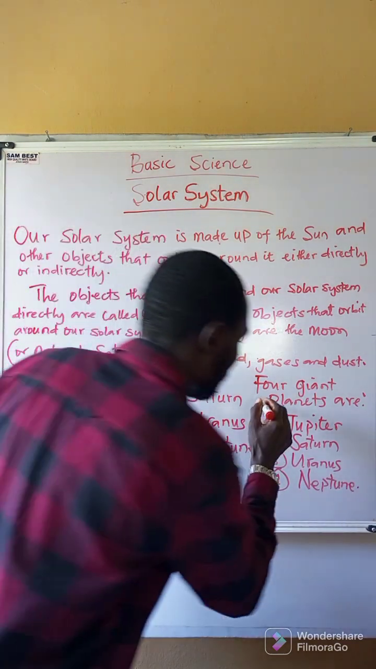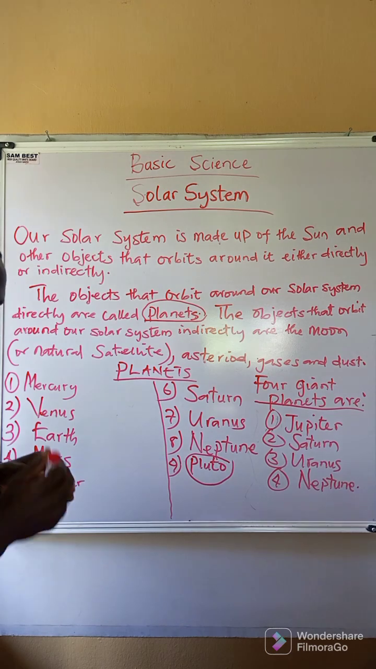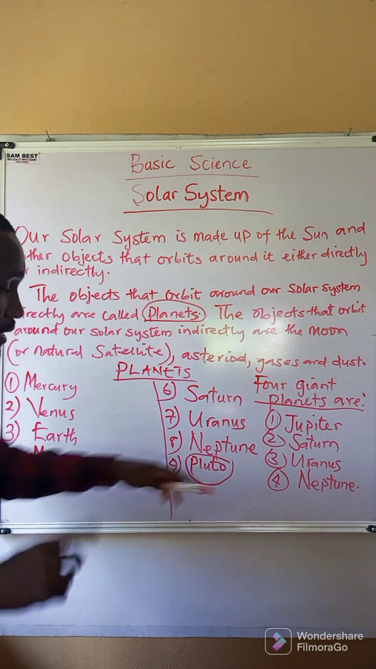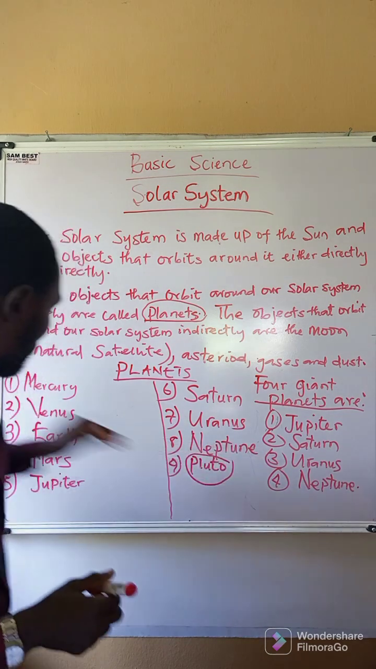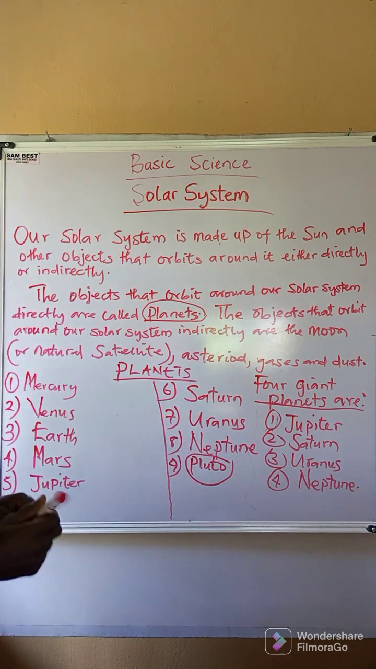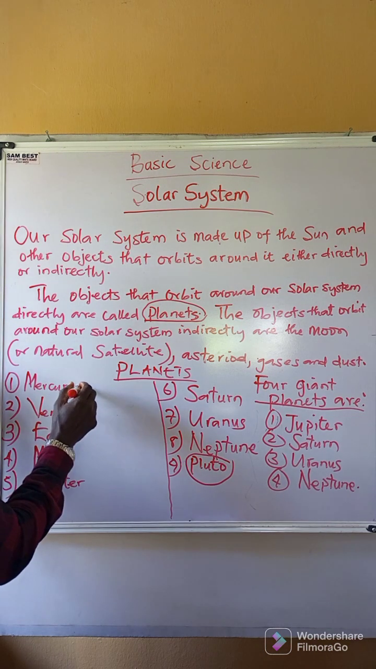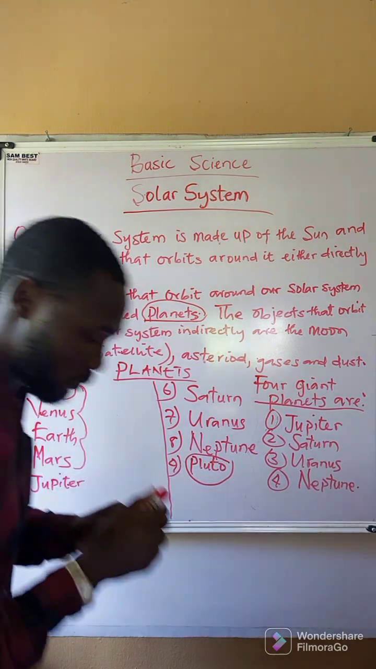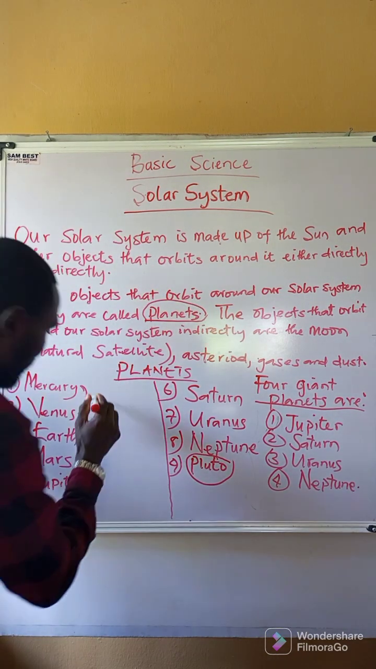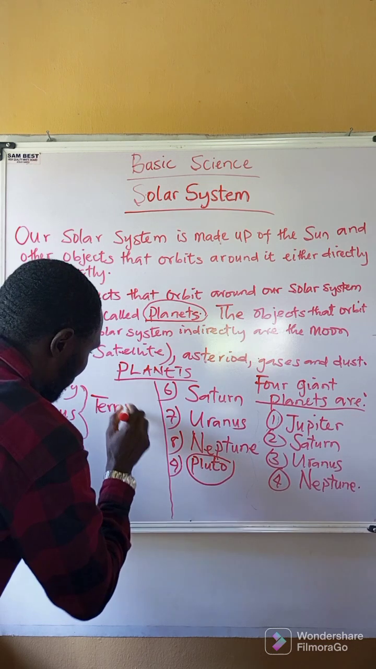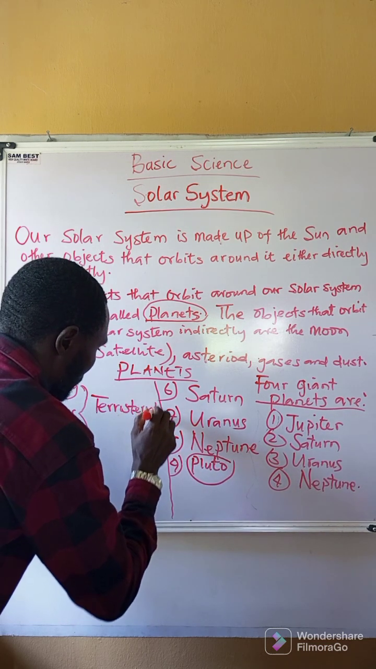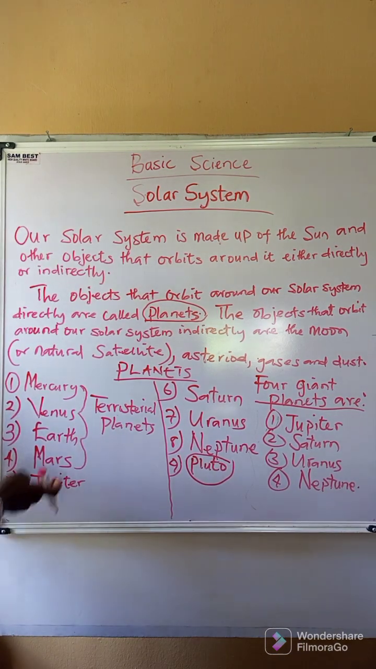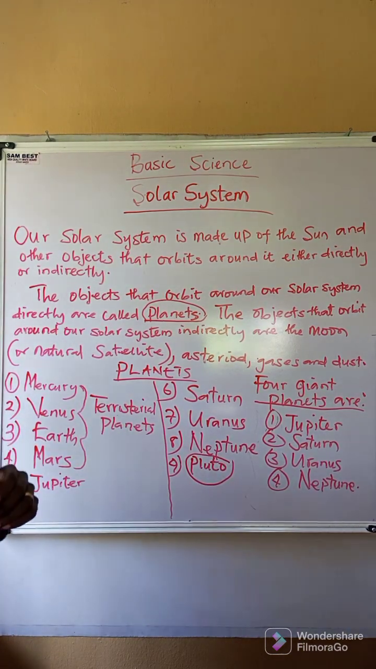And to make it fast, the other four are called terrestrial, aside from Pluto, mind you, like I said. So taking Pluto off from the nine, the rest, Mercury, Venus, Earth and Mars, these four are the terrestrial planets.